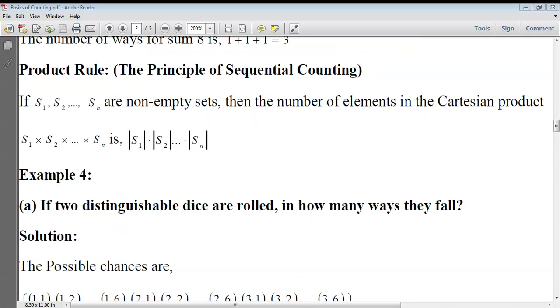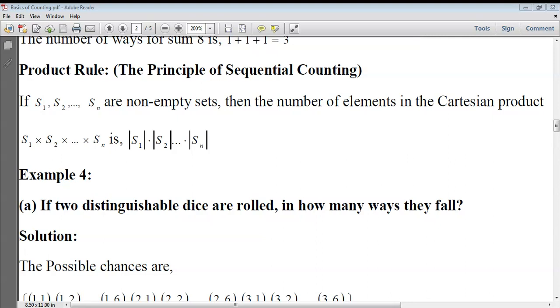So next one, product rule. If S1, S2 and so on Sn are non-empty sets, then the number of elements in the Cartesian product S1 cross S2 and so on cross Sn is cardinality of S1 into cardinality of S2 and so on cardinality of Sn. Cardinality means number of elements.